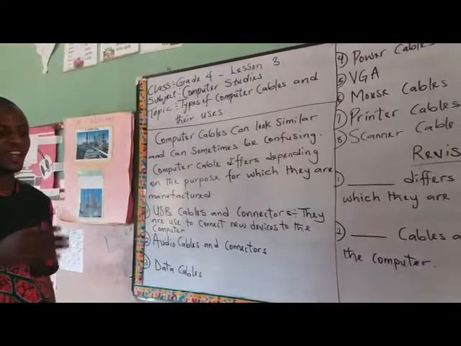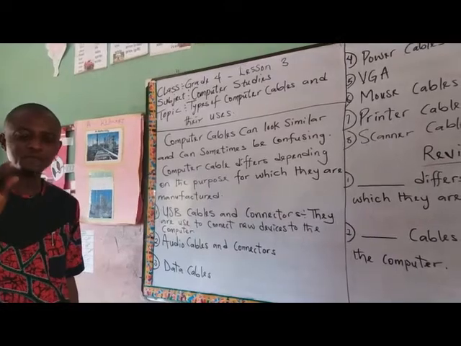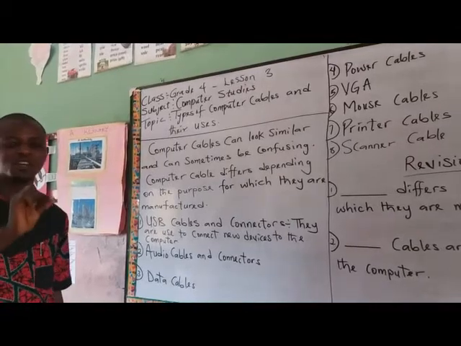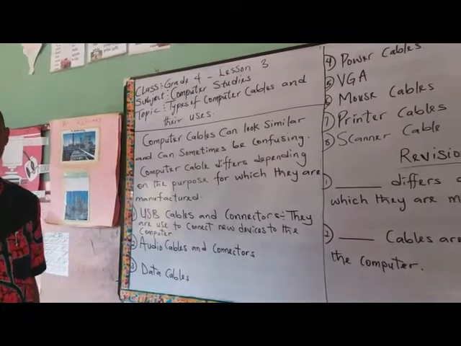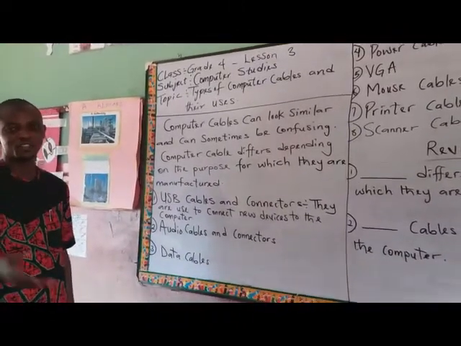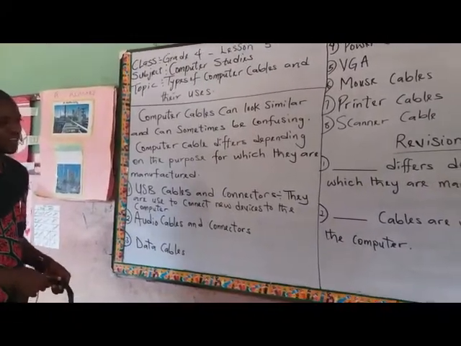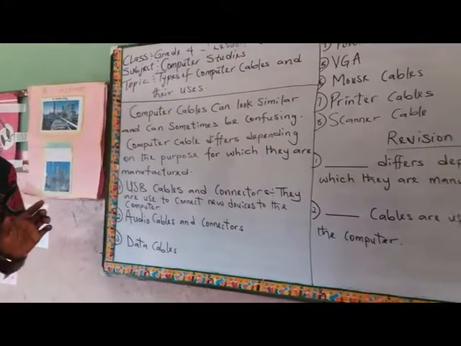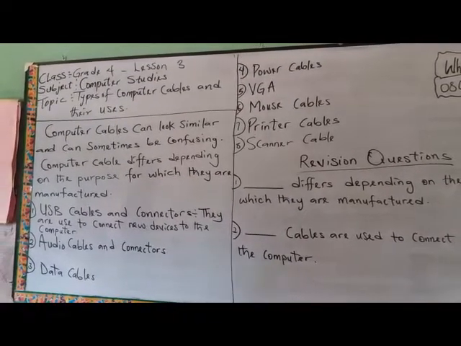Like I said earlier, in those days the computer keyboard, mouse, and the like made use of a different connector. But now, the recent keyboards, in fact all of them, make use of a USB connector, because technology is developing on a daily basis. The USB cable comes with different kinds of devices, be it the keyboard, the mouse, or the external hard disk drive.